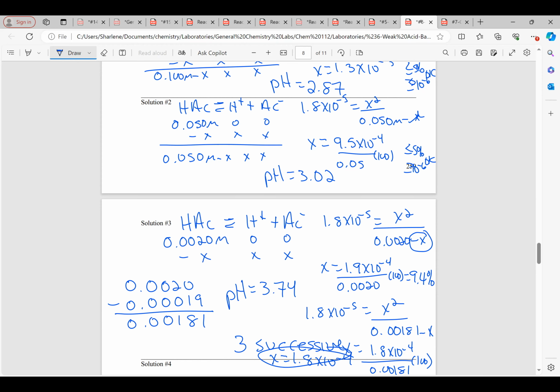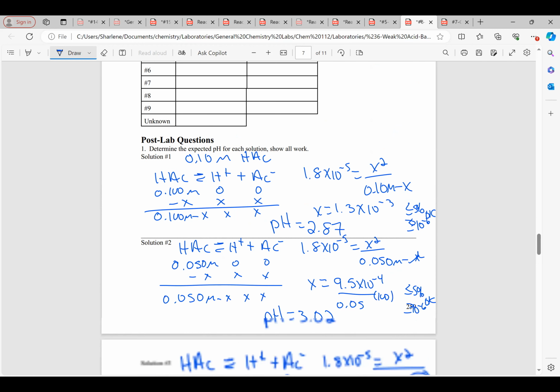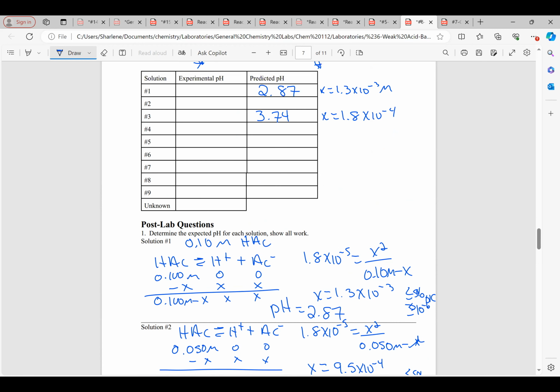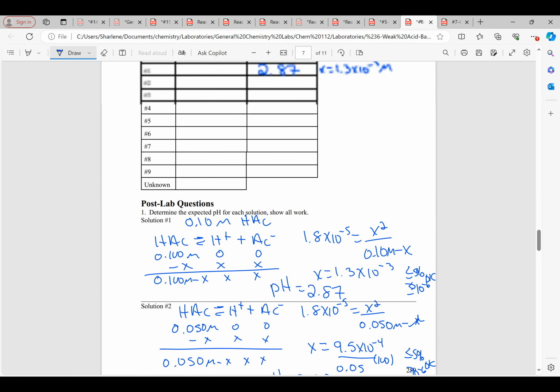All right. So I'm going to go put that up here. 3.74, x is 1.8 times 10 to the minus fourth. And the second one was 3.02. And its value was 9.5 times 10 to the minus fourth.